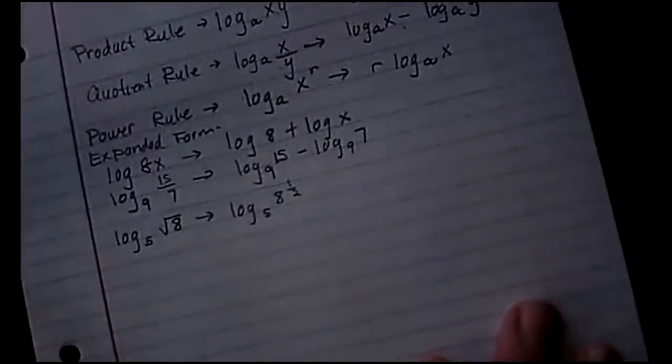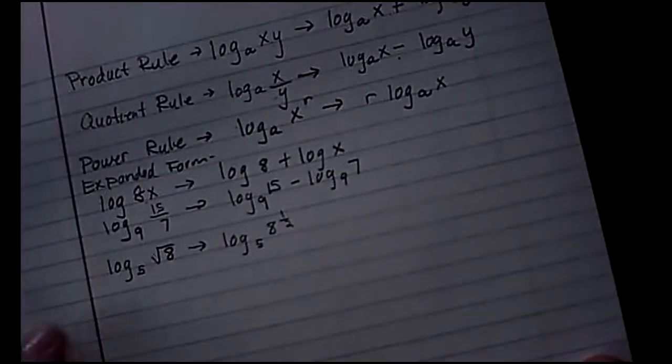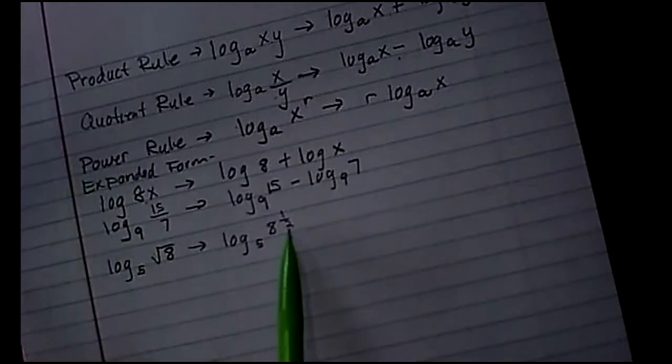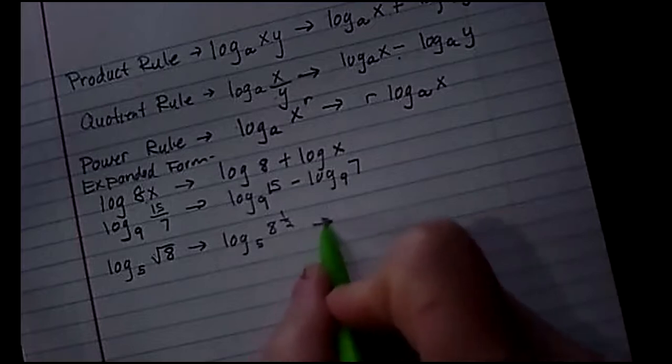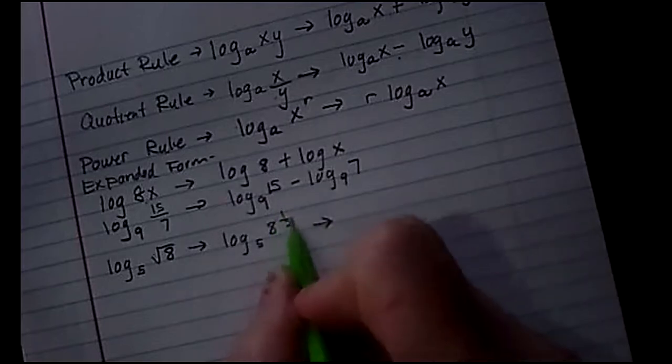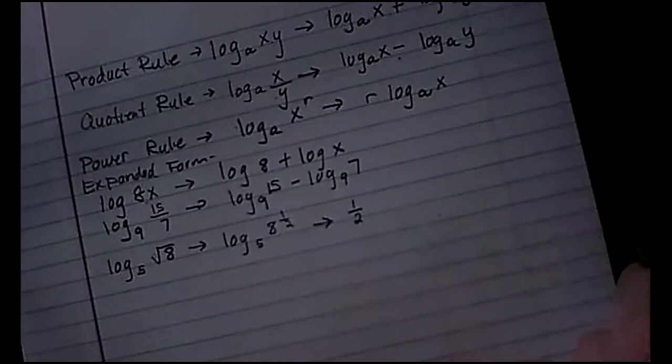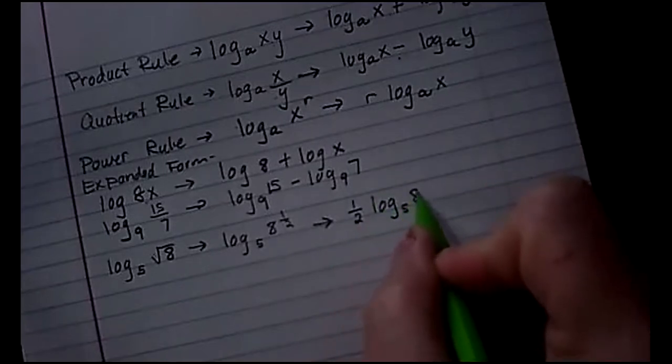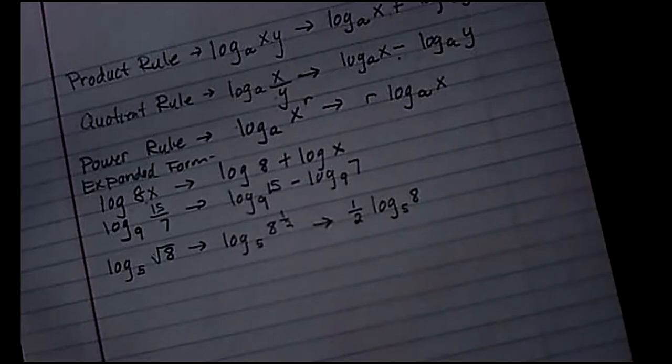Once you have it in exponential form, that's pretty common because now it's dealing with the power. We now have a power here, so we're going to use our power rule. We're going to bring our exponent to the front as a coefficient. So 1/2 log base 5 of 8.